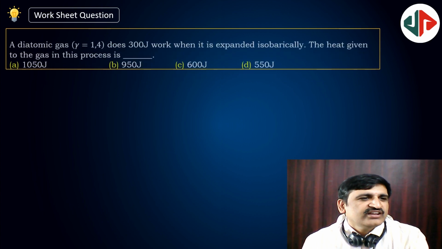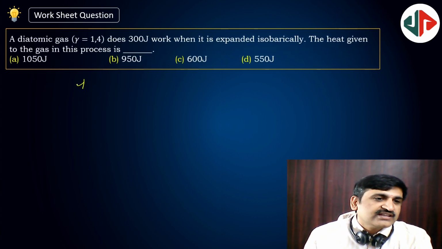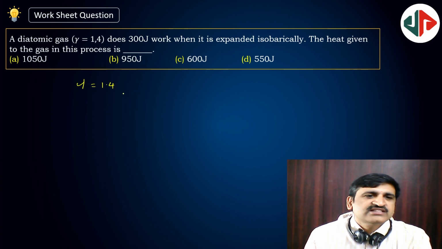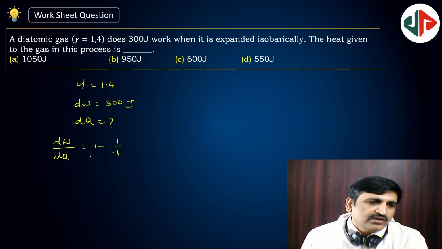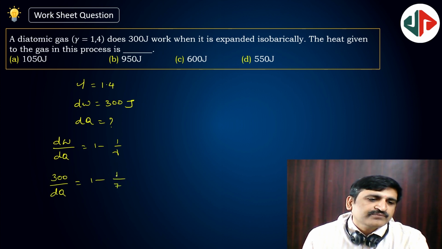Next, a diatomic gas, gamma is equal to 1.4, does 300 joule of work, dW is equal to 300 joule, when it is expanded isobarically. The heat given to the gas in this process is dQ equal to how much? You know, dW by dQ is equal to 1 minus 1 by gamma. So dW 300 by dQ is equal to 1 minus 1 by gamma, 1 minus 5 by 7. So this is 2 by 7.